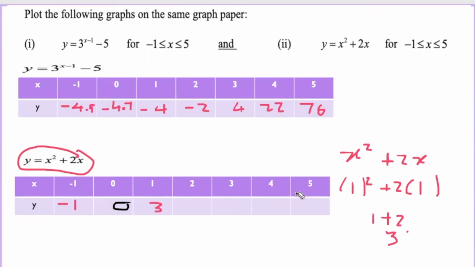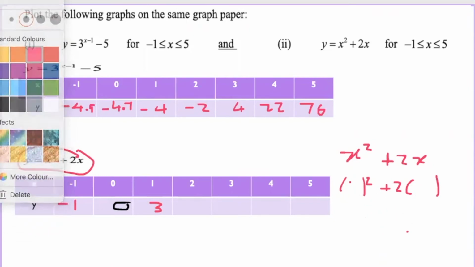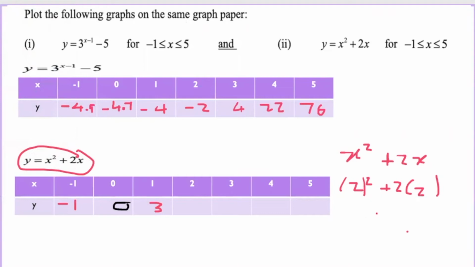Next, I'll put when x is equal to 2. So when x is equal to 2, I'll have a 2 here. So 2 squared is 4, and 2 times 2, that's 4. So 4 plus 4, that gives me 8. The next one is when x is equal to 3. So once again, where I have x, I will replace it with the number 3. So I'll have 3 squared plus 2 times 3. 3 squared is 9, and 2 times 3, that's 6. So 9 plus 6, that's 15.